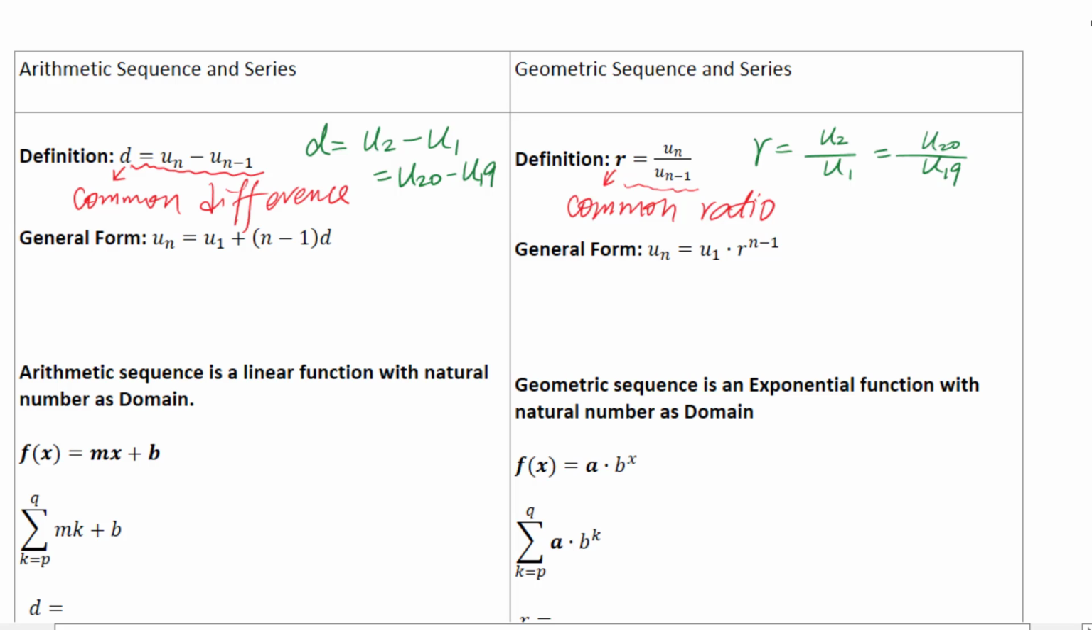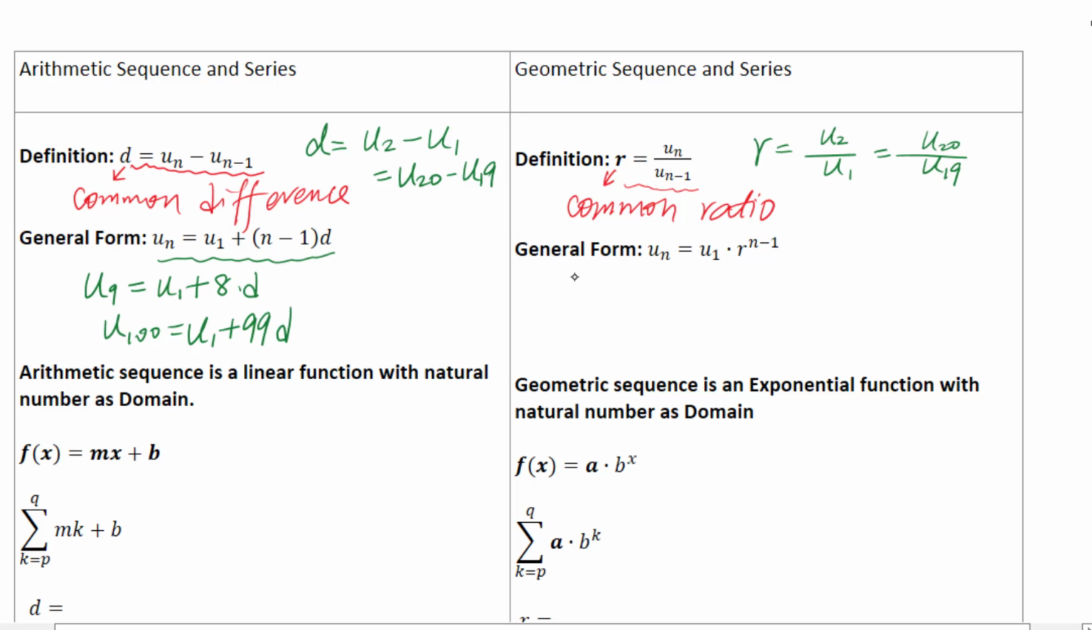The general form for an arithmetic sequence is a sub n equals a sub 1 plus n minus 1 times d. For example, I can write down a sub 9 equals a sub 1 plus 8 times d, or a sub 100 equals a sub 1 plus 99 times d.